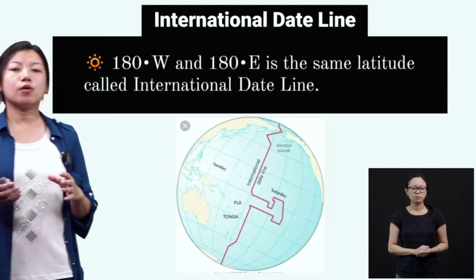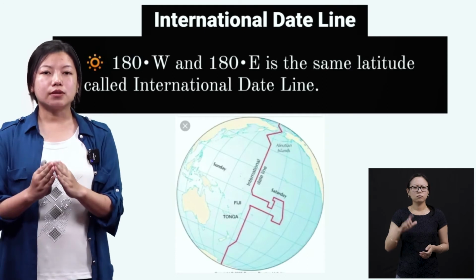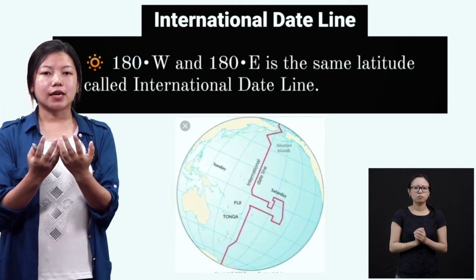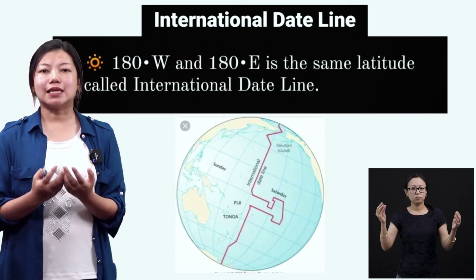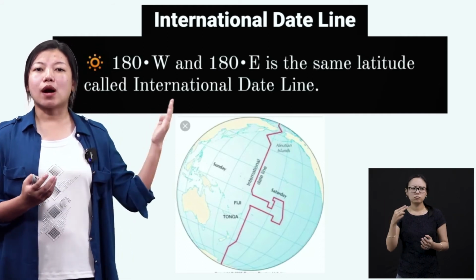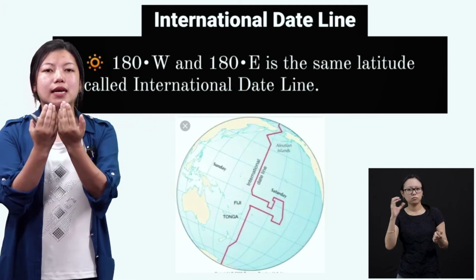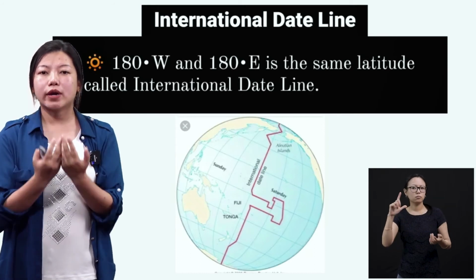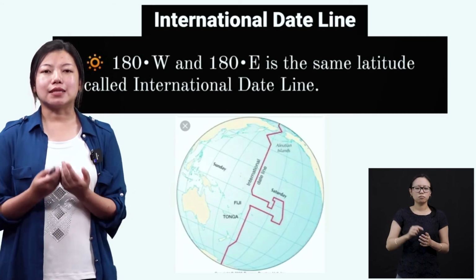Okay, so we are still in longitude. So this longitude, the lines at one point they meet, okay? This point is known as the international date line. So this 180 degree west and the 180 degree east, they come and meet at one point. This is known as the international date line.